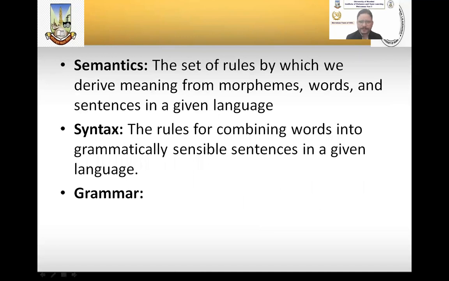What is semantics? The set of rules by which we derive meaning from the morphemes, words and sentences in a given language.